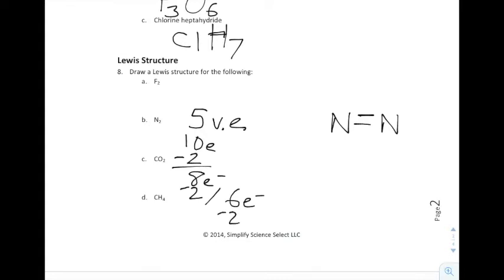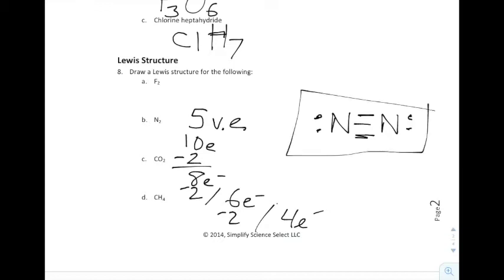So I need to subtract another 2 by putting a third bond right there. When I do that, I have 4 valence electrons left. If you look at this, each nitrogen only needs a pair of electrons now. So it needs 1, 2, 1, 2, and there's my valence structure for nitrogen.